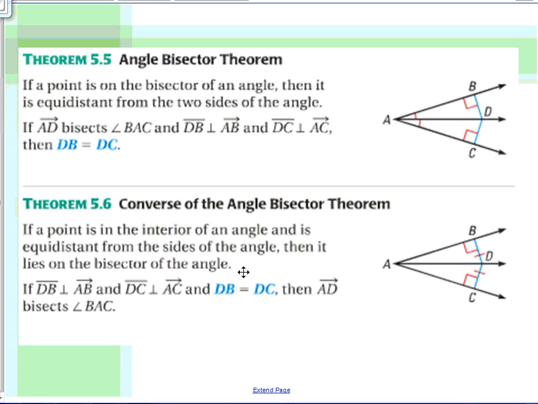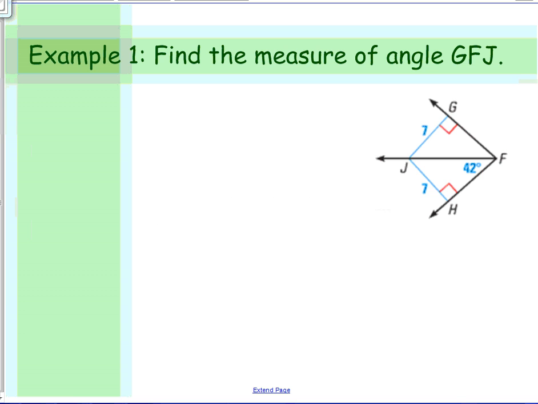And then the converse of that is, if a point is on the interior of an angle and it is equidistant from the sides of the angle, just like this, then it lies on the bisector of the angle. So in this case, instead of proving that these two segments are equidistant, we're just saying that we do in fact have an angle bisector present in this particular picture. With those ideas in mind, we have some examples we can go through.